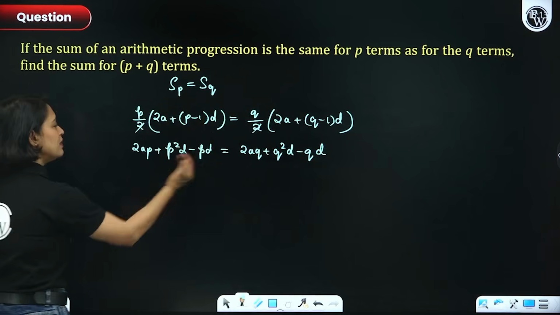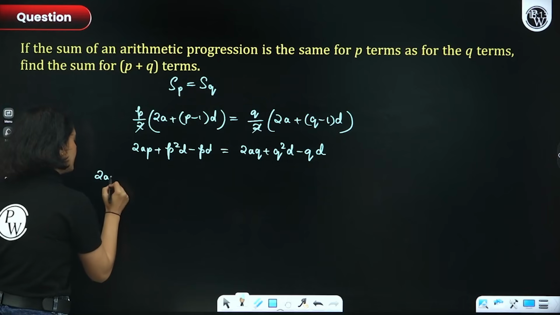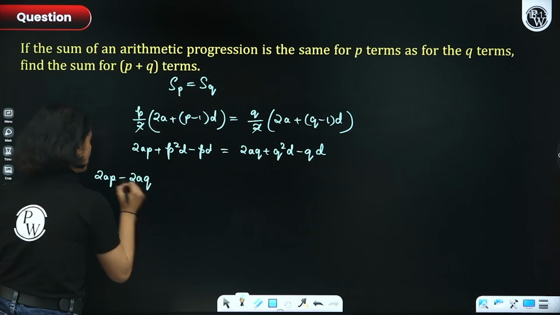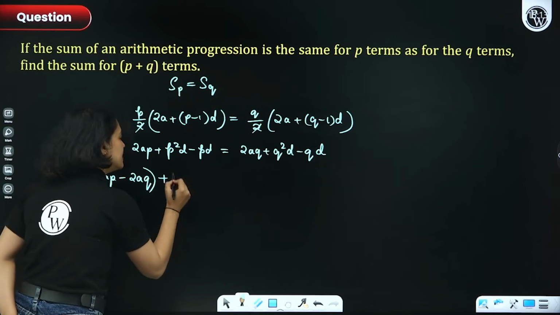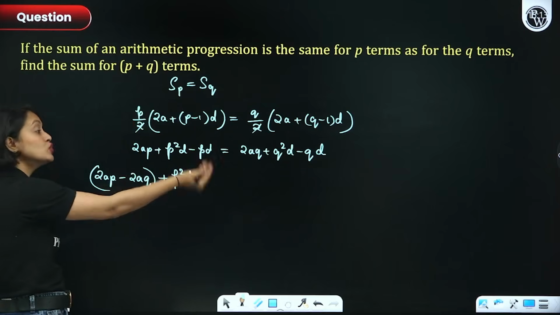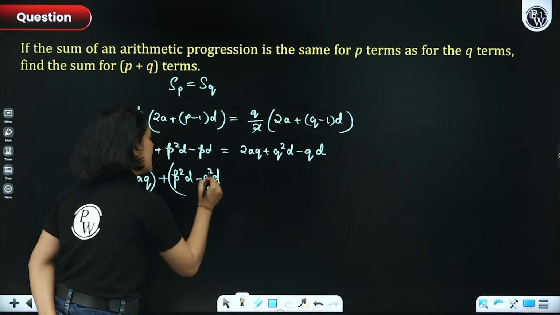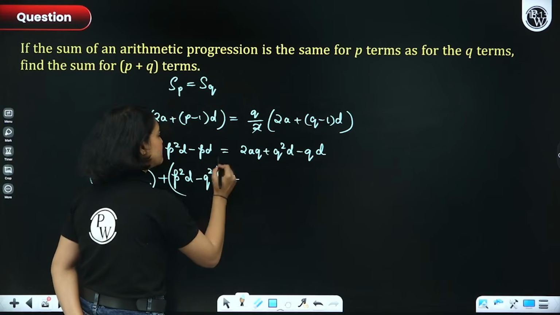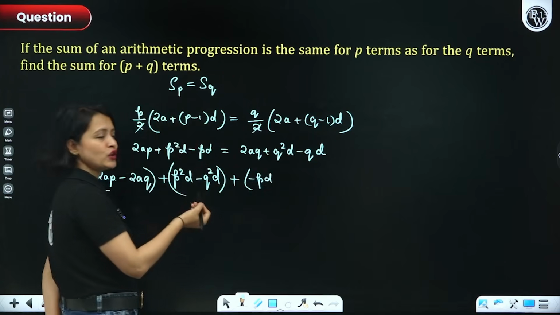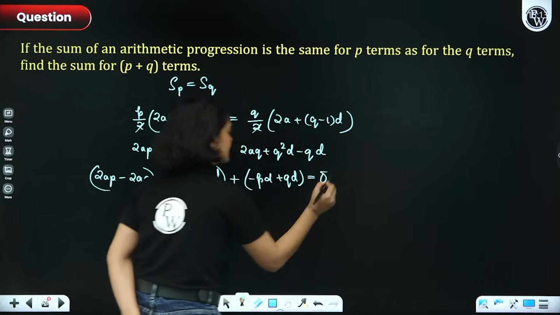Look how I'm grouping. I'll take 2Ap and bring 2Aq and group it with 2Ap, so I'll get minus 2Aq here. Similarly, I have p square D already on the left hand side and I'll bring q square D to the left hand side, and I'll get minus q square D. Again, I have minus pD here already, so minus pD, and I'll bring minus qD to the left hand side, and I'll get plus qD. This is equal to 0, everyone.